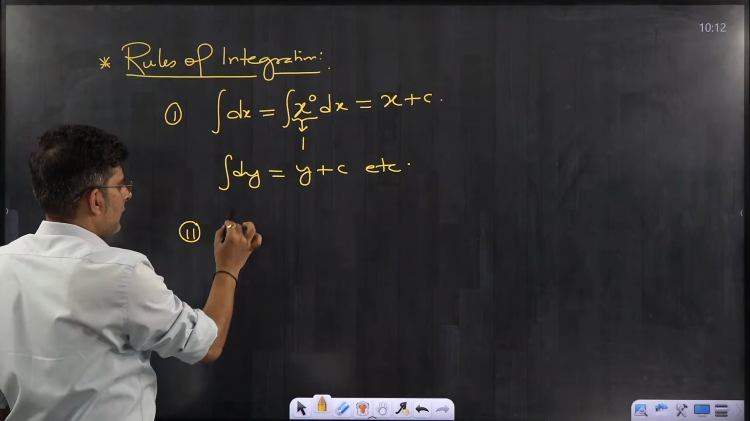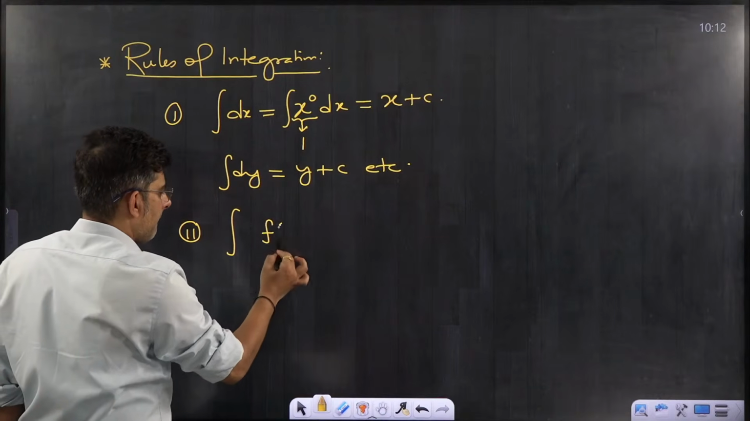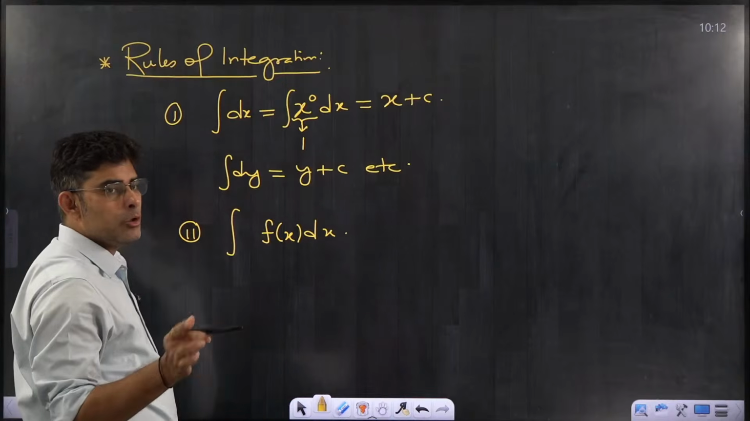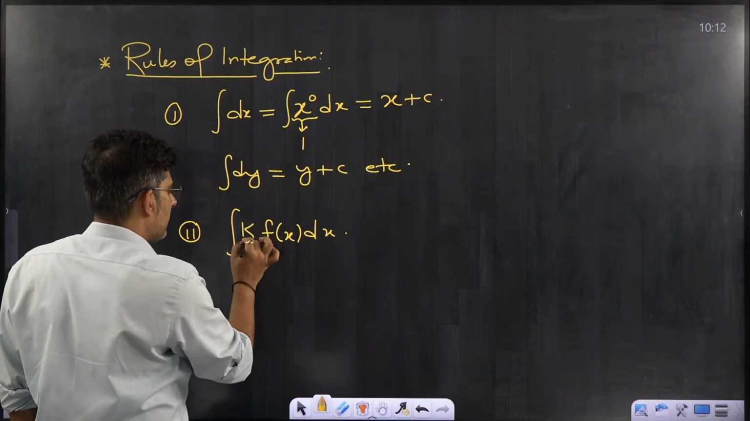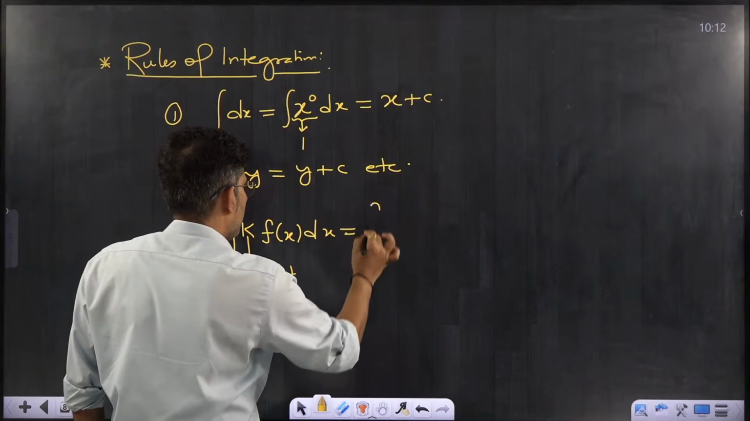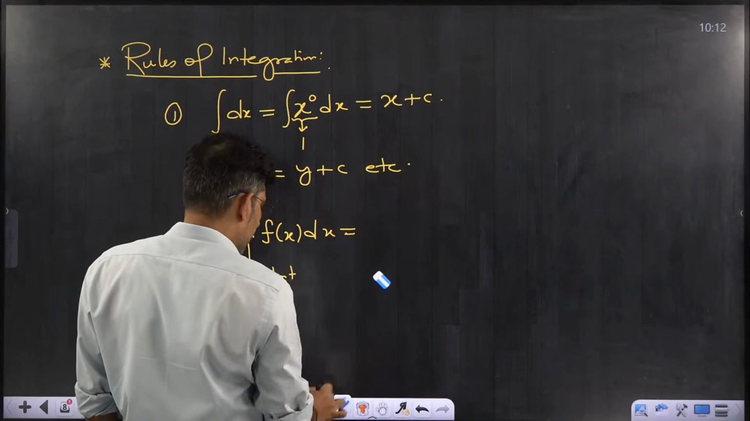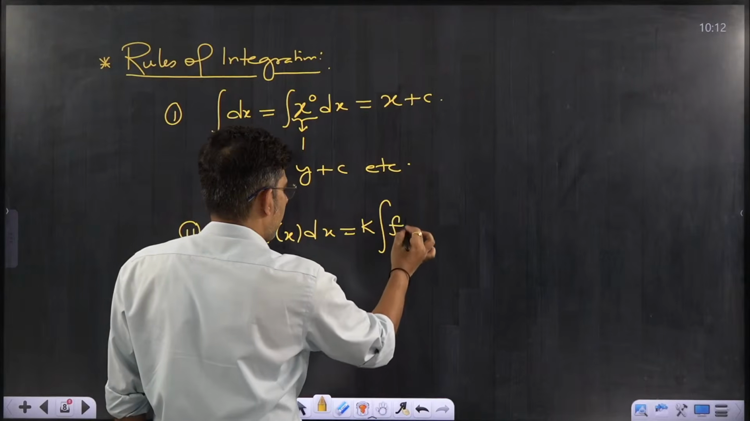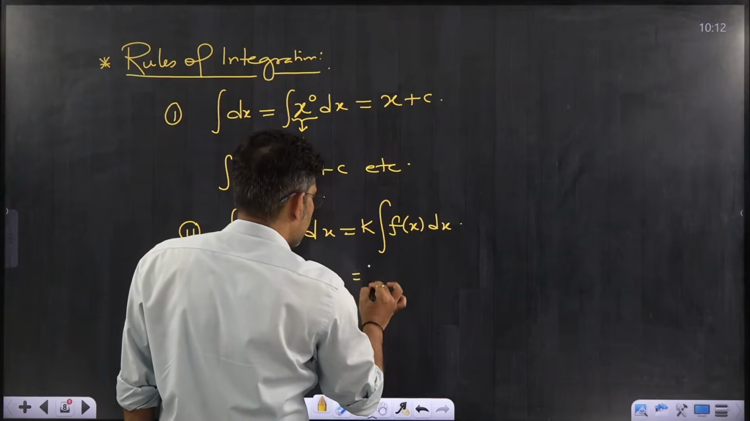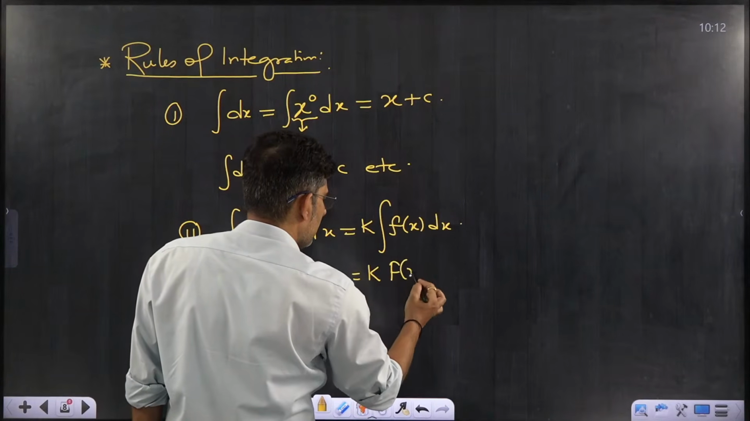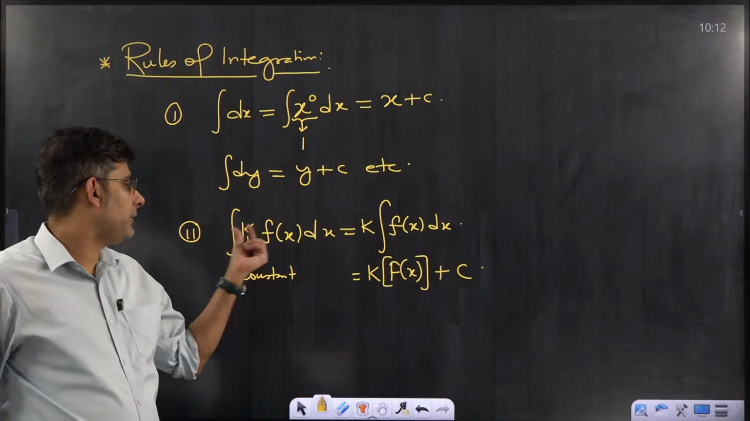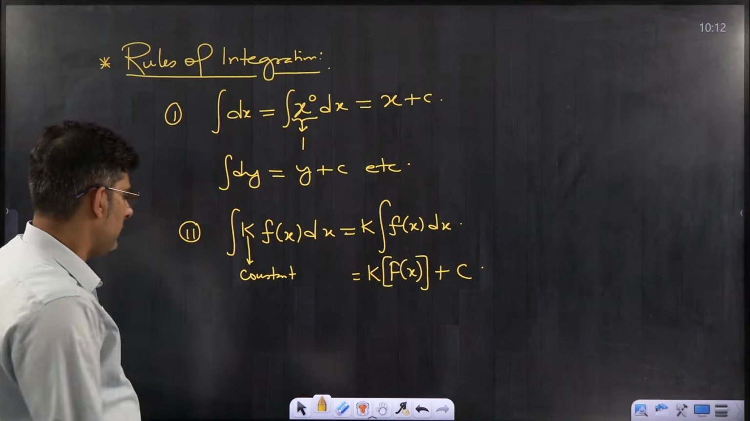Second, if you are integrating any function f(x) with respect to x and some constant is multiplied here, let's take the constant as k. So you can take that constant outside the integration like this, and suppose this integration comes as capital F(x) plus c.